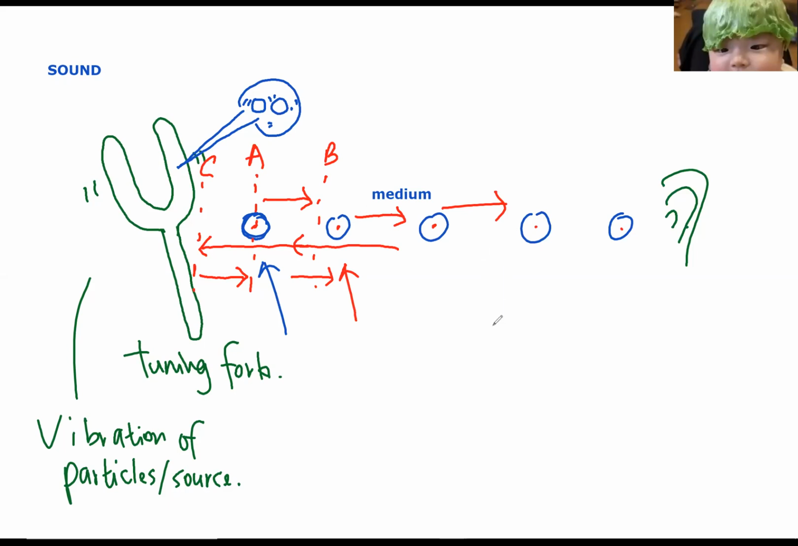Now, what do you see if this keeps on repeating? The first particle knocks on the second particle, the second knocks on the third particle. This we call the transmission of sound wave. Write this down: transmission of sound wave. So you will see a wave.